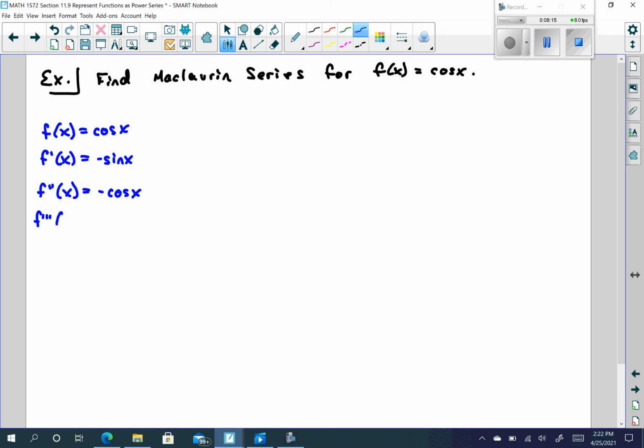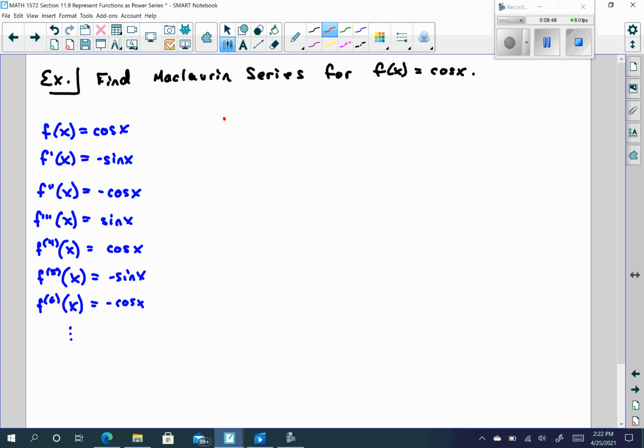Our third derivative would be positive sine x, because we already have the negative here, and the derivative of cosine x is negative sine x, so the two negatives become positive. This is how we would write the fourth derivative of f of x: we have cosine x. Now we're kind of back at the beginning, but I want to write this out a few more times. The fifth derivative, negative sine x. The sixth derivative would become a negative cosine x, and so on.